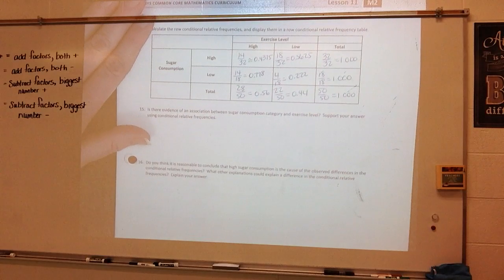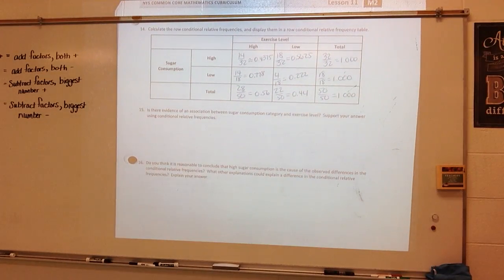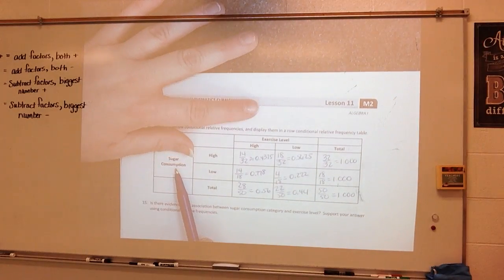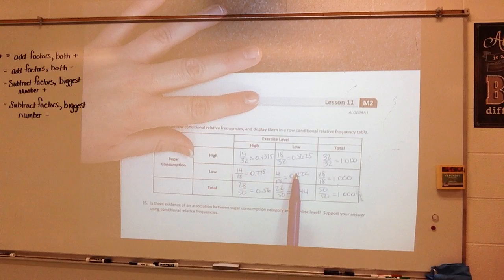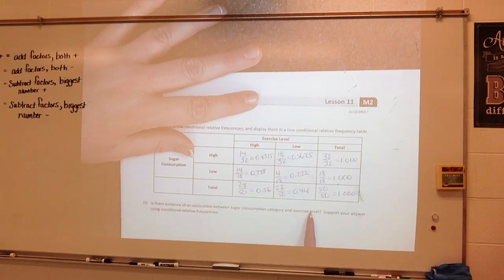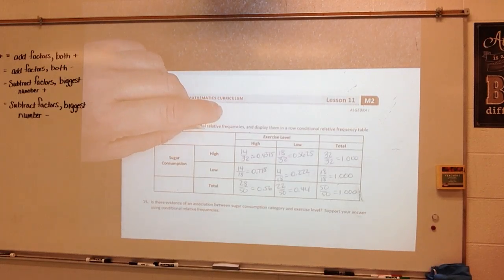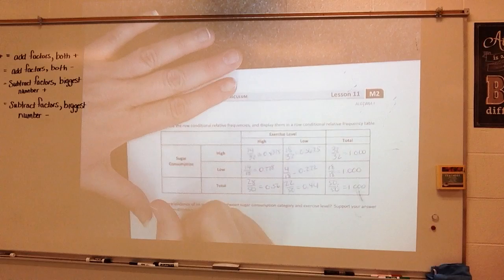Alright, so go ahead and compare your charts. Let's look at the next question. The question states, is there evidence of an association between sugar consumption category and exercise level? Support your answer using conditional relative frequencies. So sugar consumption versus exercise level. Alright, look at these. There's quite a bit of a difference. There is a noticeable difference. So therefore, we can say that yes, there is an association.